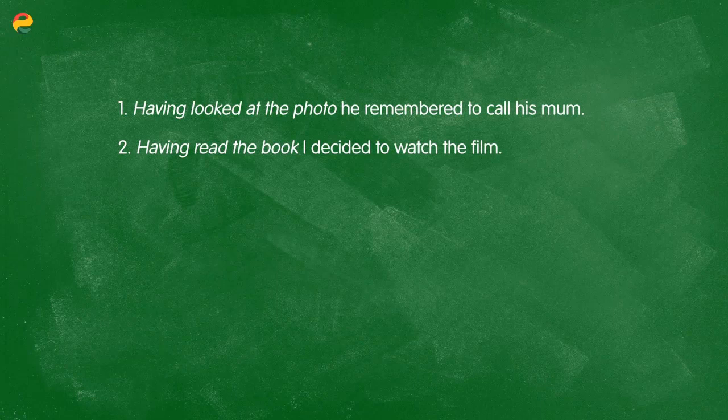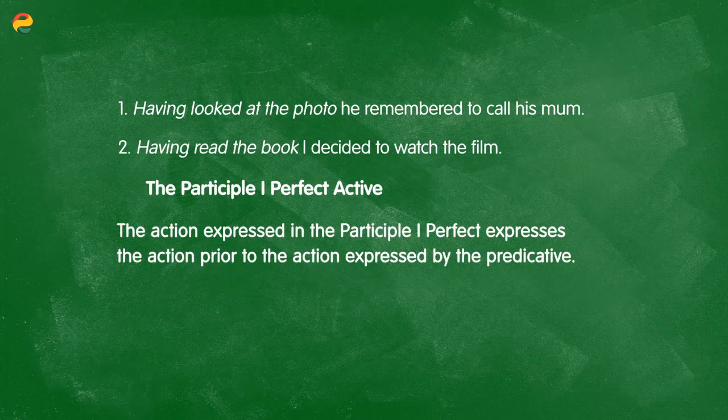Here, we're not using the present participle. Here we have to use the past participle, but we'll explain that in a little bit more detail in a minute. But now look at the following sentences. Having looked at the photo, he remembered to call his mom. Or, having read the book, I decided to watch the film. These sentences are using the active form of the present participle. And with verbs of perception or motion, we can still use the first participle indefinite even if the emphasis is the same. For example, hearing the footsteps downstairs, she felt frightened. I can still use the present participle to make this sentence.